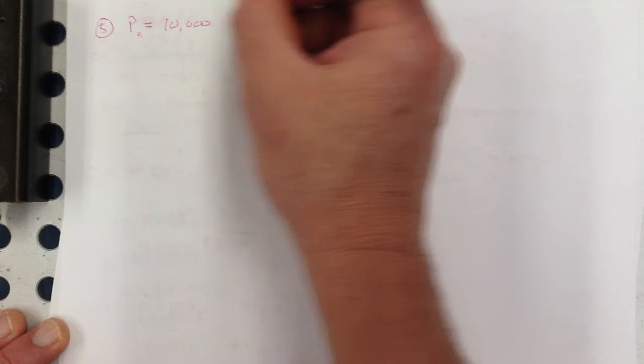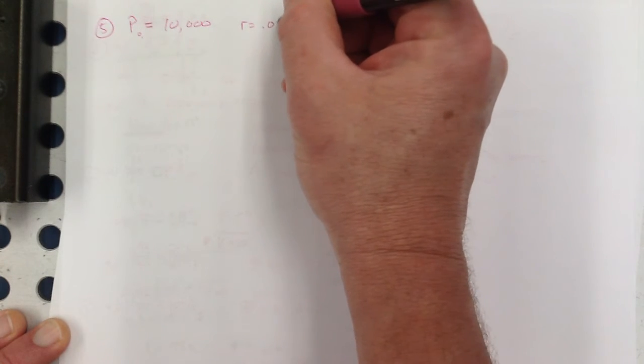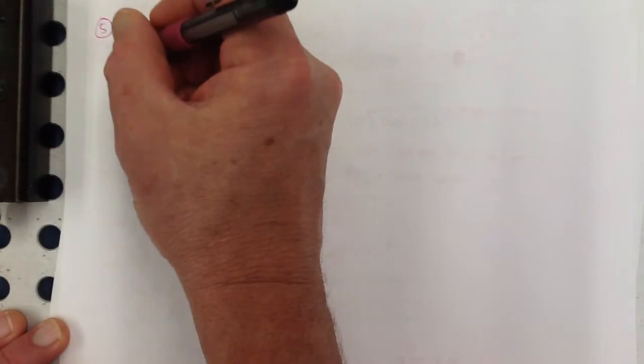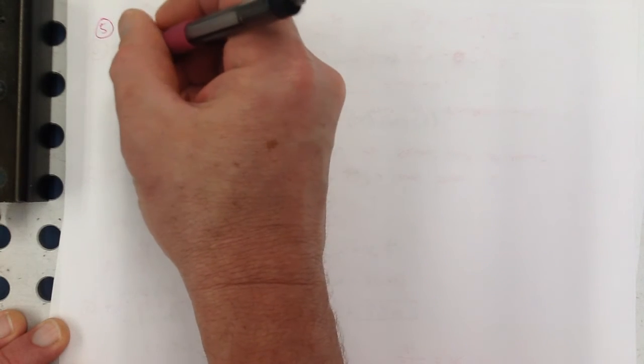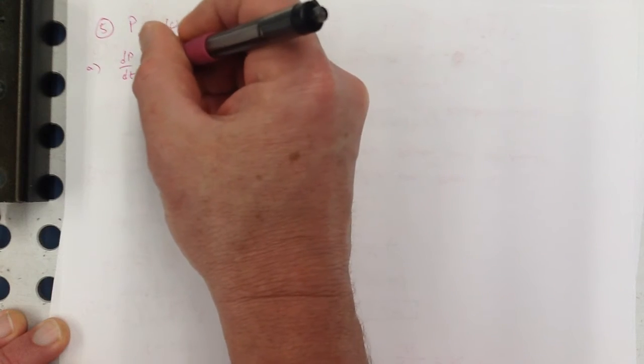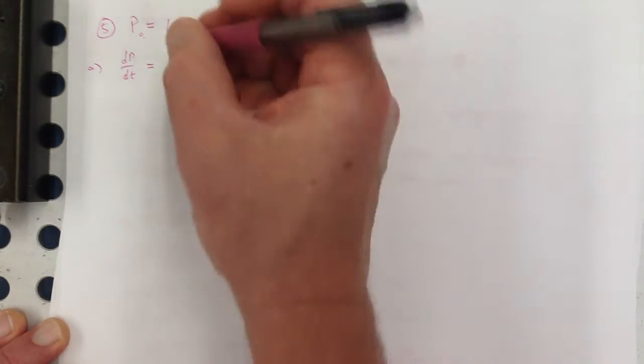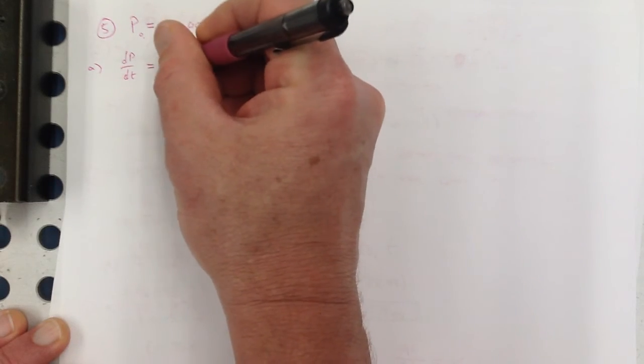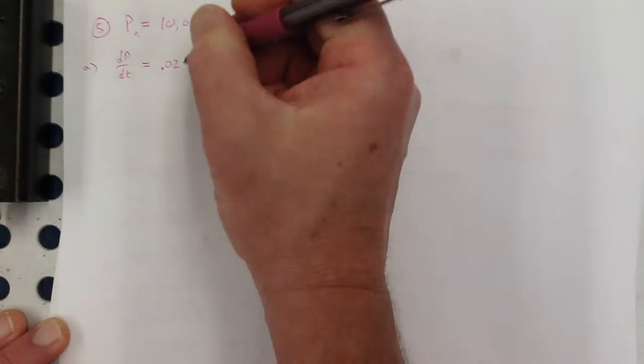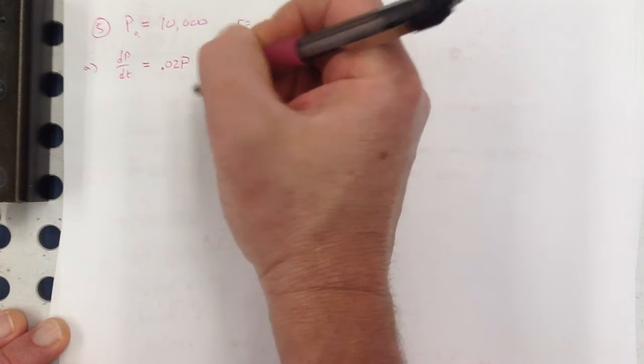Okay, so the r is equal to 0.02, 2%. So what does this mean? It means the rate that it's growing at is equal to, I could say k here, but I know what that rate is, this is the 0.02 times the amount of stuff.